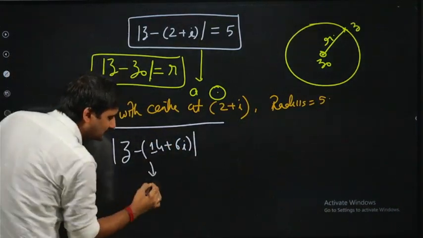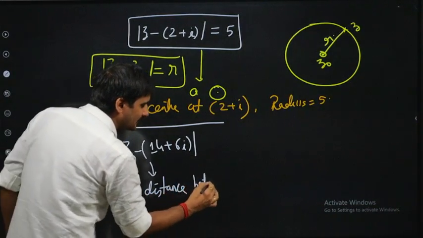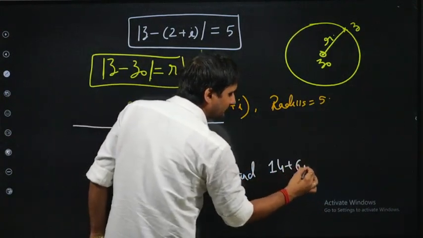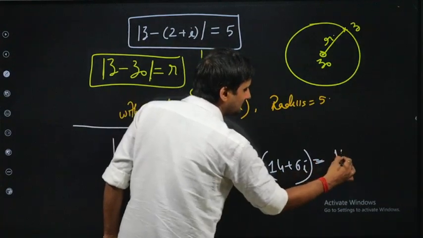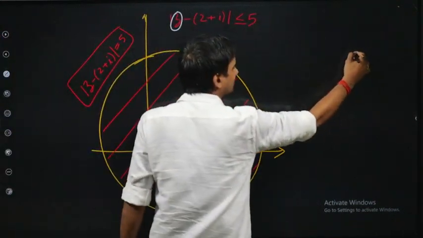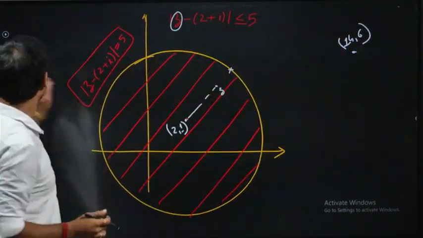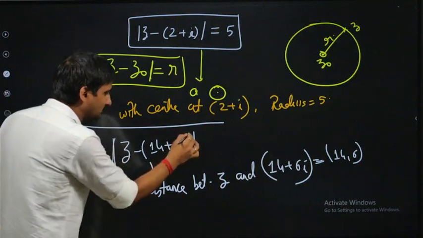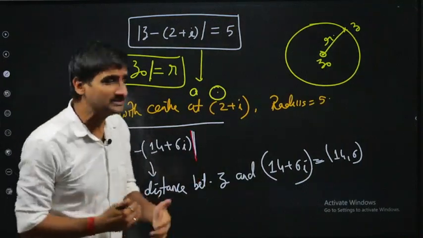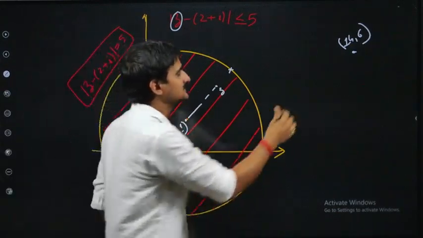Okay, again what is it? By the definition of mod of z1 minus z2, it is the distance between z and the fixed complex number 14 plus 6 iota, which is 14 comma 6 on the Argand plane. So if I mark it, let's say this is somewhere 14 comma 6. Now where is z? It's a distance. So we need the maximum and minimum value of this expression, and this expression represents the distance between z, which lies on the circle or inside the circle, and this point.